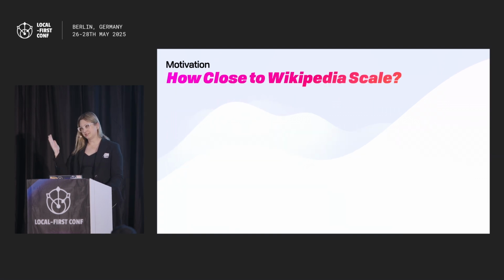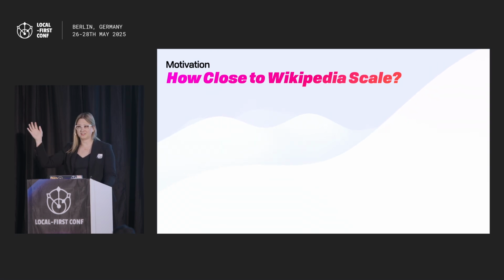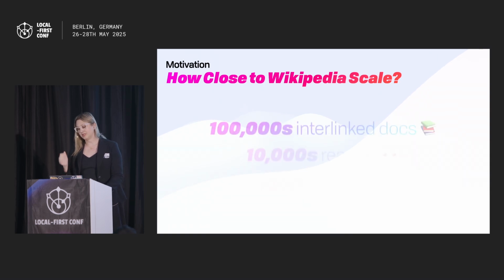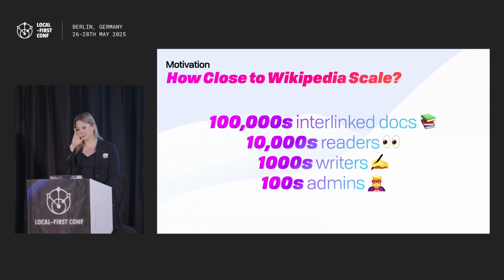Scale really changes things. And when you have something that's meant to be a generic protocol, you need to set an upper bound on what it can do. So it's very different if you're trying to do 1 billion users in a single shared space versus a smaller number. And so we set ourselves the goal of 100,000 interlinked docs, tens of thousands of readers, thousands of writers, and hundreds of admins, sort of as an upper limit.